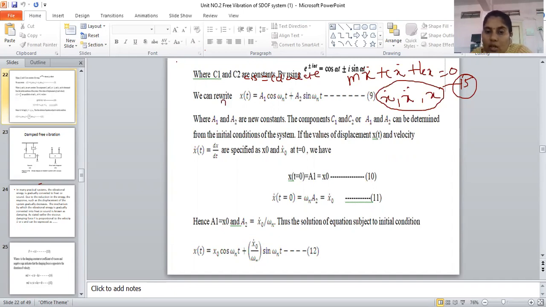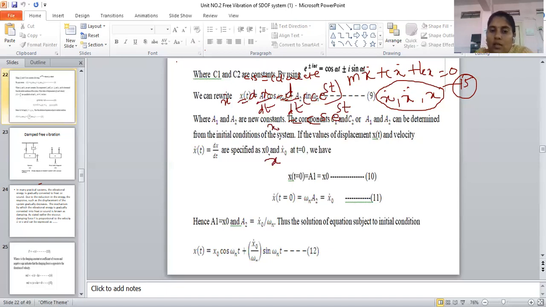Now we have to calculate the x dot value. How to calculate x dot? It is the derivative of x with respect to t. The derivative of x, that is c into e raised to st, is equal to c, the constant, into s into e raised to st. That is the first derivative, and that will become x dot.